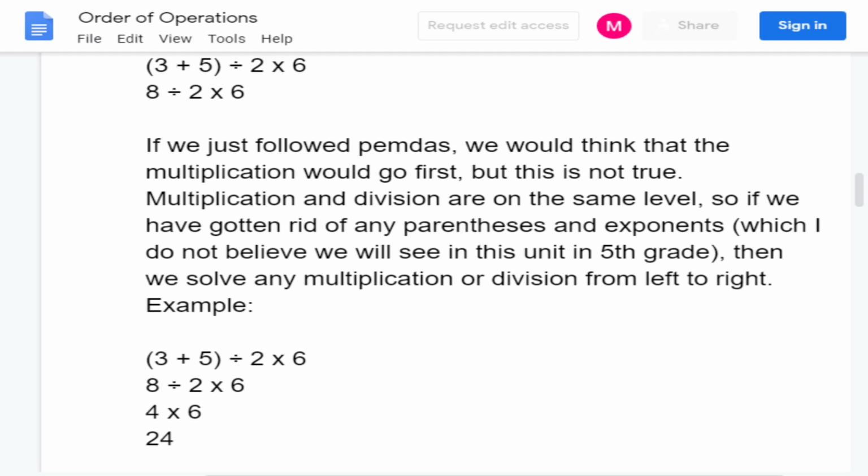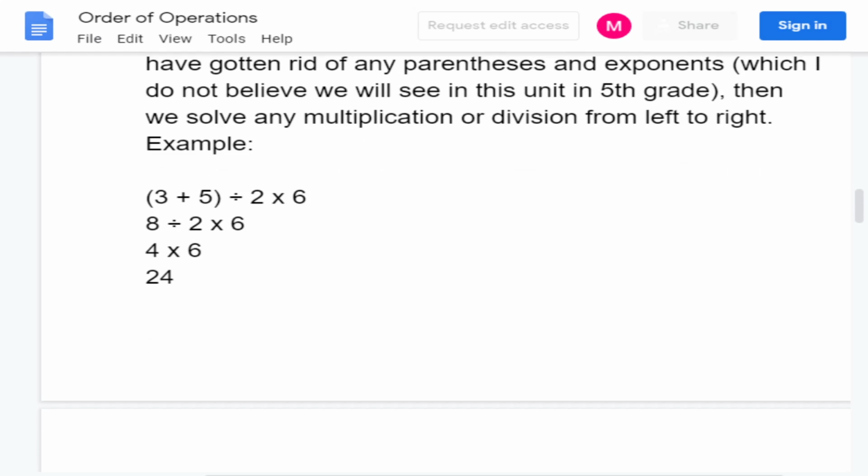Multiplication and division are on the same level. So if we have gotten rid of any parentheses and exponents, which I do not believe we will see in this unit in 5th grade, exponents specifically, we'll see parentheses for sure, then we will solve any multiplication or division from left to right.